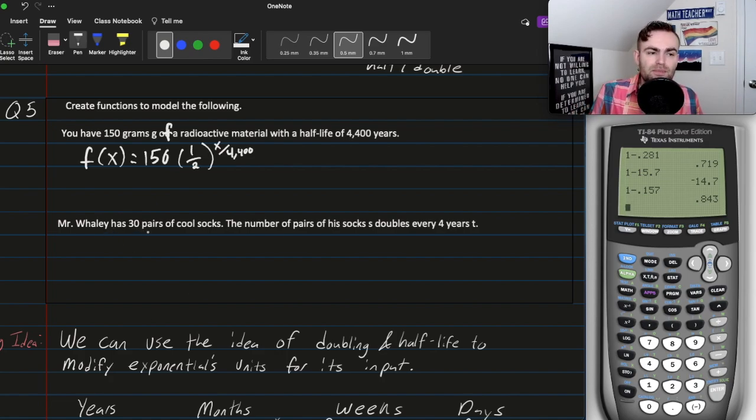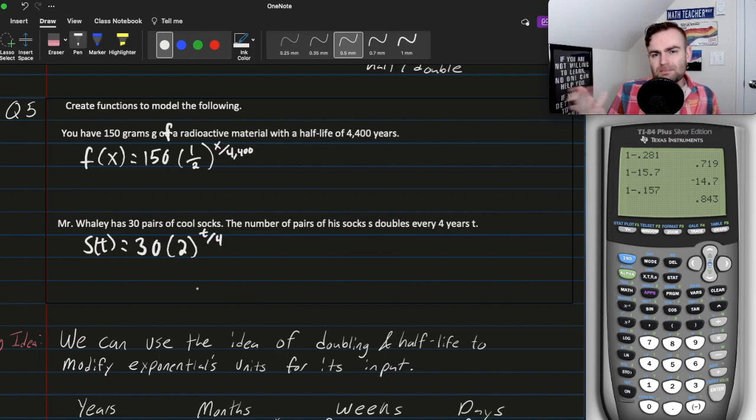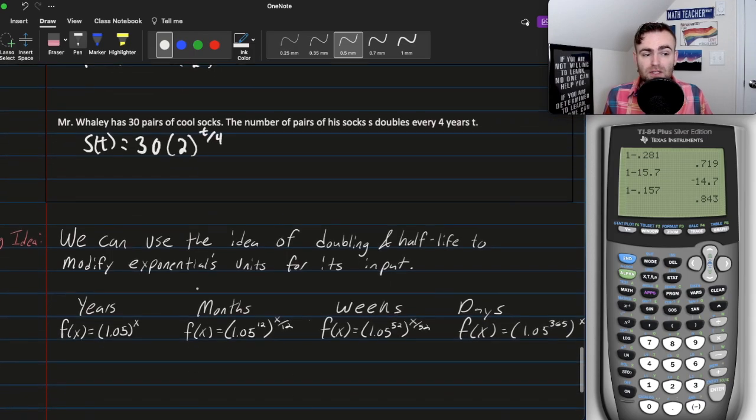So I have 30 pairs of cool socks, and I double my amount of socks every 4 years. So S of t is equal to 30 times 2 to the power of t divided by 4. Not bad at all. What this means, though, is if we can modify time frames, we can actually modify the units of our exponential functions.